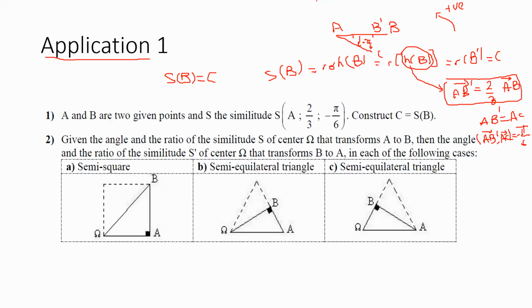Okay, is the first application done? Yes. Now two. Give the angle and the ratio of the similitude S of center omega that transforms A onto B.